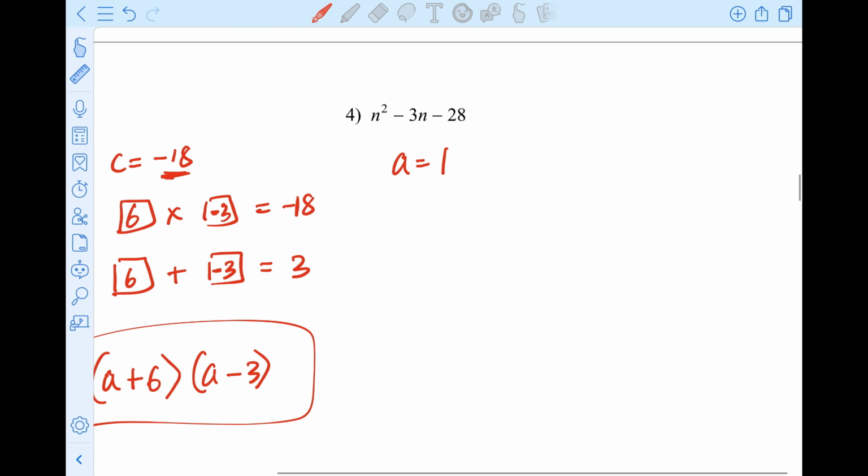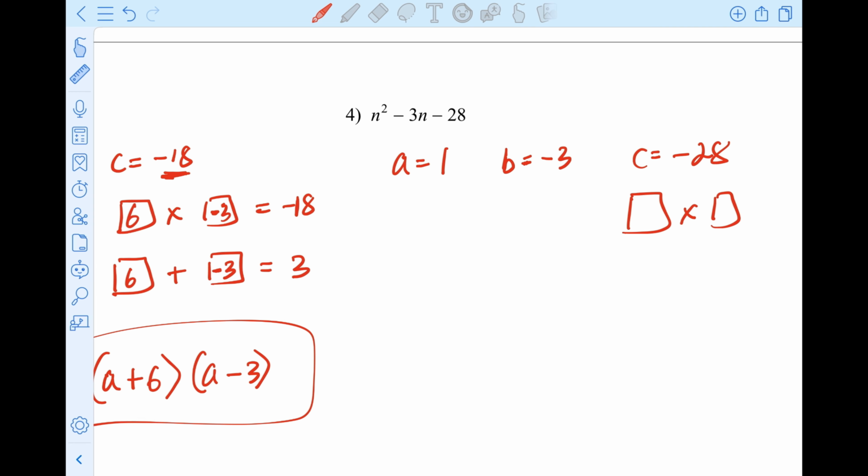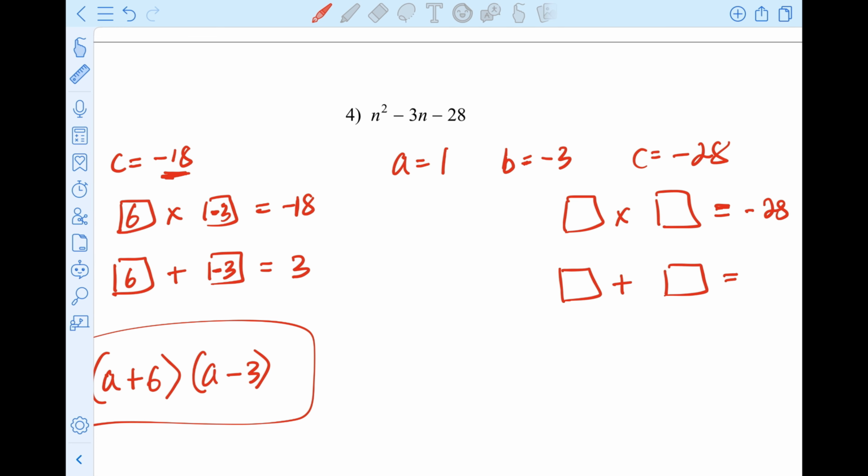Here, a is equal to 1, b is equal to negative 3, c is equal to negative 28. As you can see, I did examples that cover all of the tips and tricks. So here, again, we're finding two numbers that, when I multiply them, I get negative 28, and when I add them, I get negative 3. We're going to find the factors of negative 28.